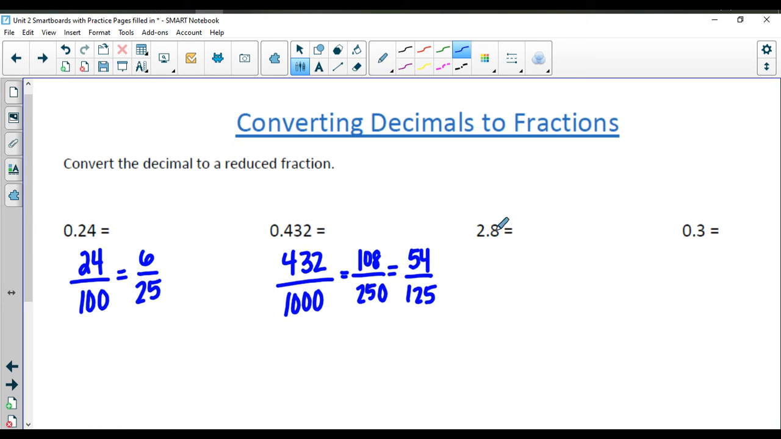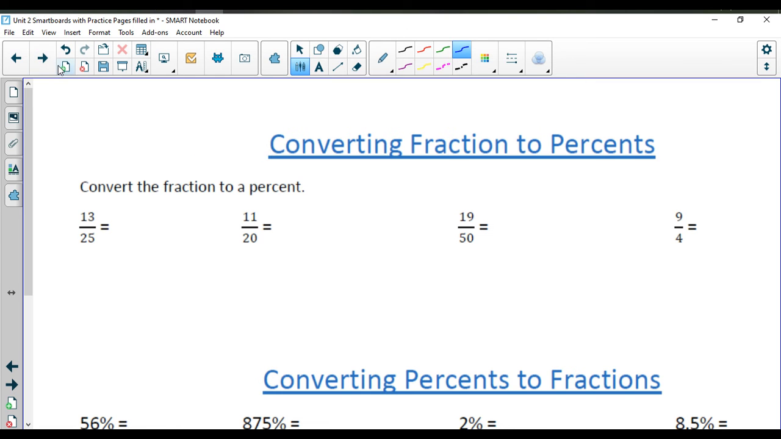Next one here, I have 2 and 8 tenths. So 2 and 8 tenths. I do need to reduce my 8 tenths, and that'll become 4 fifths then. In the last one, I have 0 and 3 tenths, and that is already reduced.